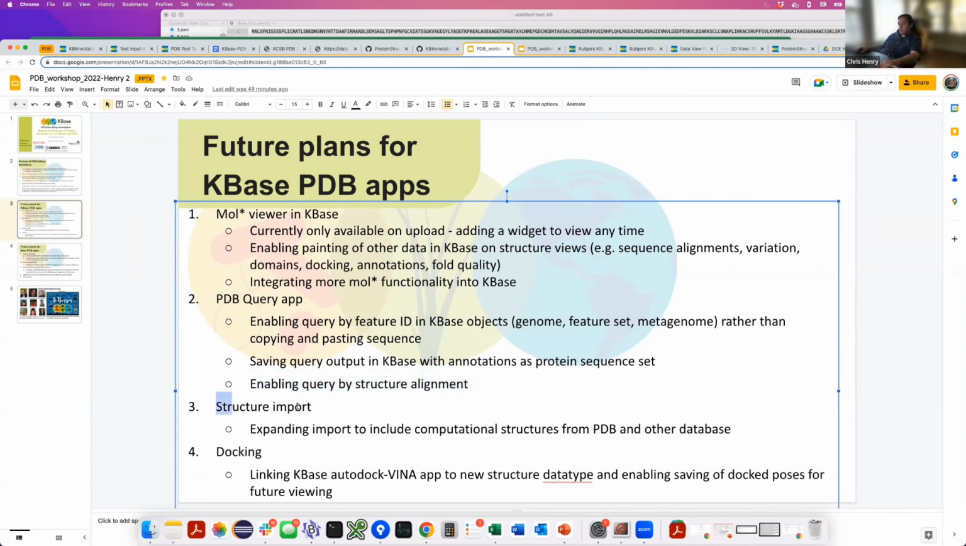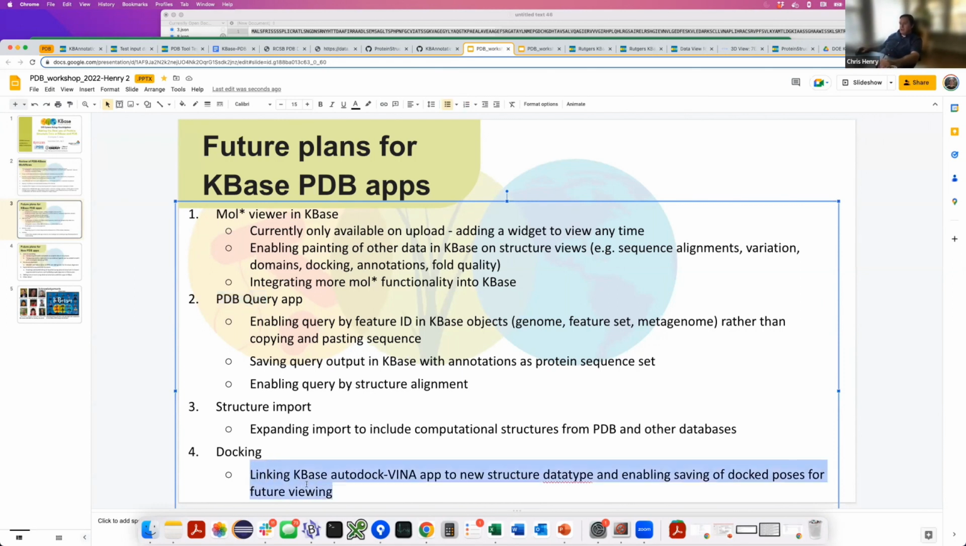For structure import, we want to expand the import to include the computational structures in PDB and other databases. Currently this tool only supports the experimental structures. I would generally say this query app and the genome annotation app only query experimental structures, and probably always will, because to me, that's the valuable information we want to map onto the genomics data in KBase.